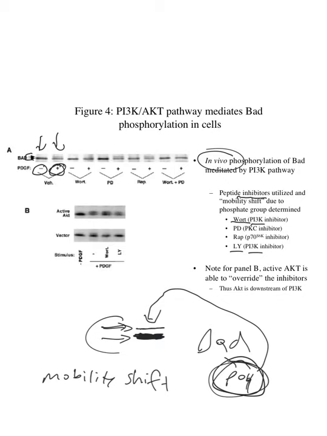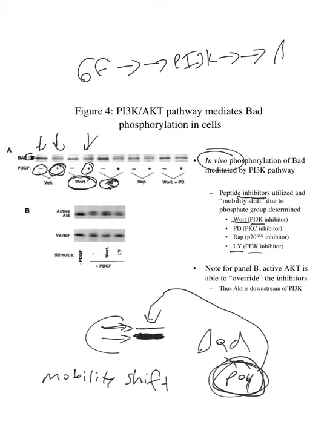So now they treat with the inhibitor, either the wortmannin or the LY. Let's just look at this first. They treat with the PI3 kinase inhibitor, they stimulate with the growth factor, and take a look, guys, we've lost the mobility shift. So that tells us that growth factor and PI3 kinase are in the pathway that leads to Bad phosphorylation. Same thing that they've seen before, now just showing it in intact cells.